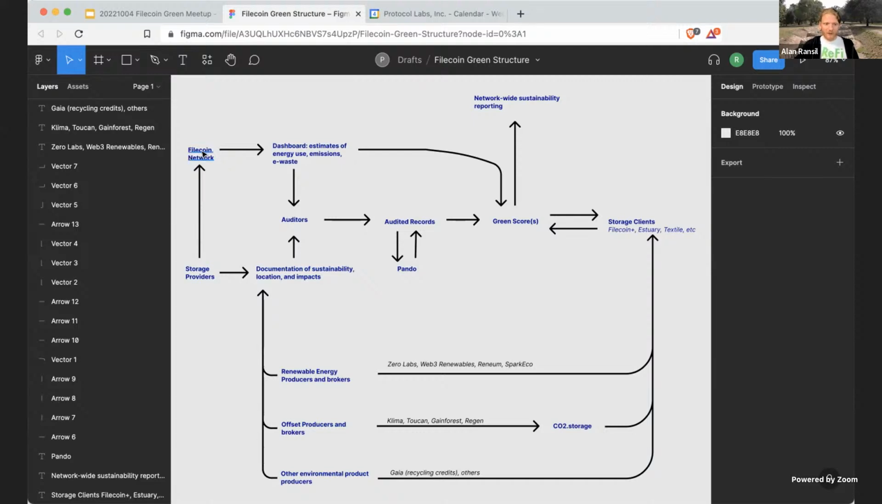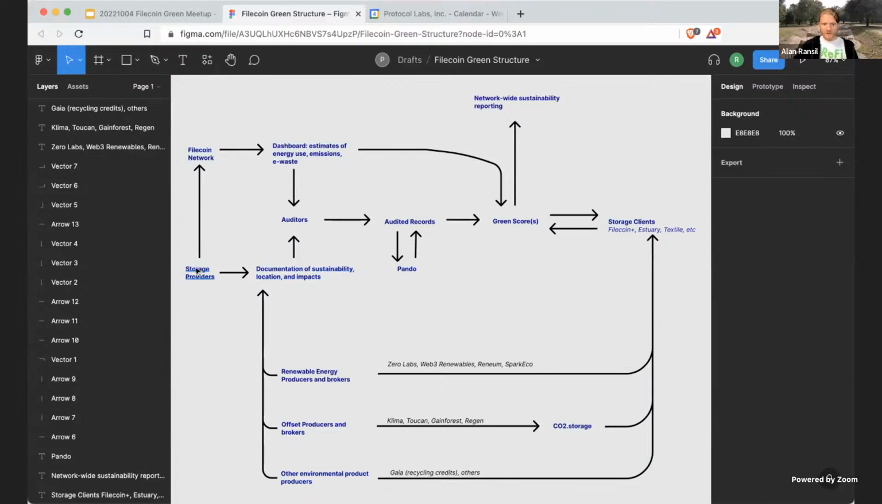So the Filecoin network itself outputs data that's used in this dashboard, right? If you've gone to the Filecoin.energy dashboard, just Filecoin.energy in any browser, you can look up node by node, storage provider by storage provider, what the estimated energy use is of these individual nodes, right? And we're adding emissions functionality to that. We aim to add e-waste to this. This is sort of the structure that we're aiming for of Filecoin Green, right? Not all of these pieces are fully filled in yet.